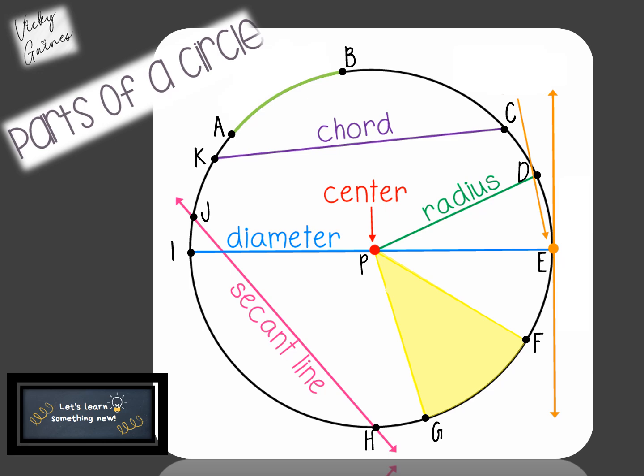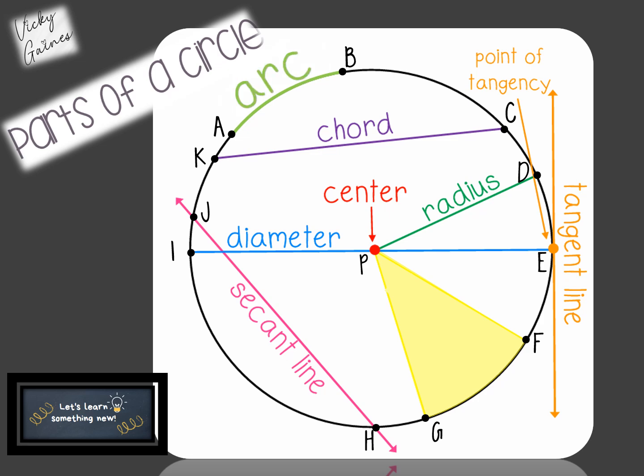A secant line is a line, notice the arrows, that intersects the circle in 2 points. Those 2 points are point J and point H. So this is line JH or line HJ. Doesn't matter. A tangent line is a line that intersects a circle in exactly 1 point, and that point is the point of tangency, which in this case is point E.